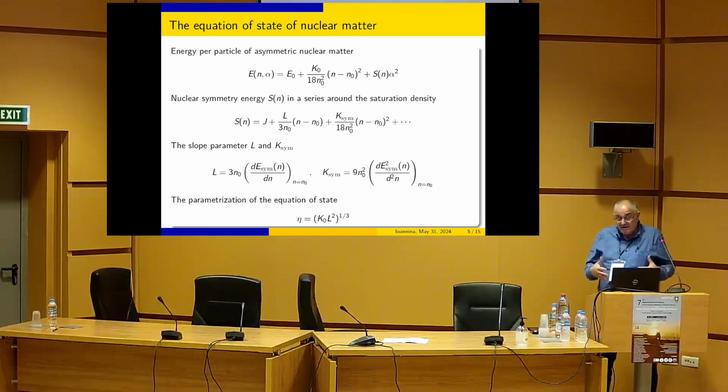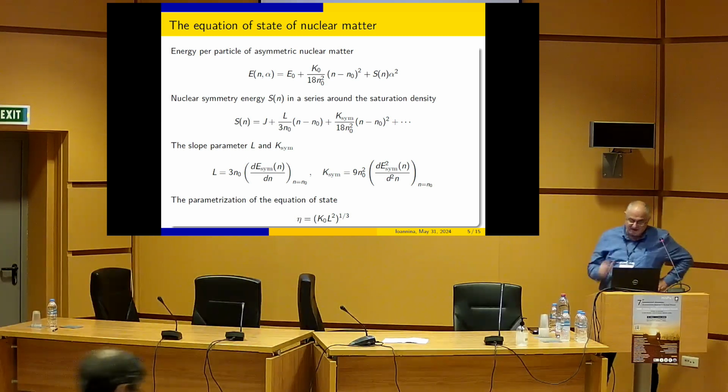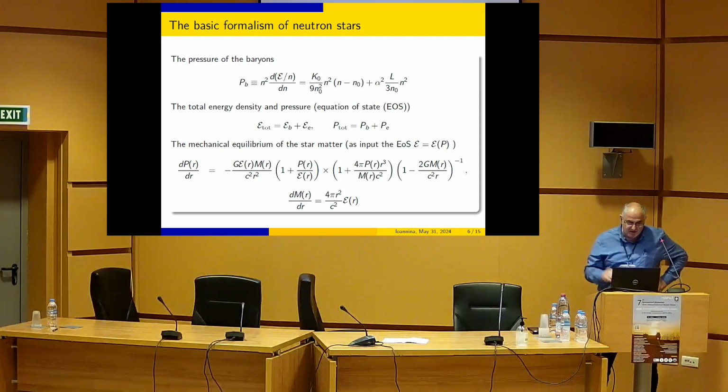Maybe the explanation is that this is a very simple expression, and playing with a parameter, it's very easy to reproduce the neutron star properties just playing with the value of the slope parameter and the compressibility, especially the slope parameter. Okay, this is how to construct the equation of states to describe the neutron star properties.